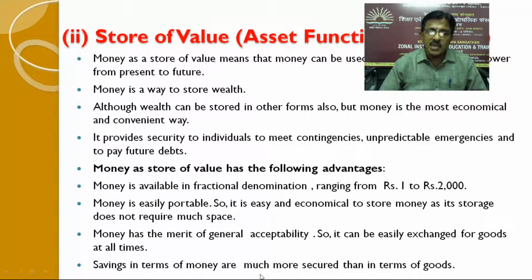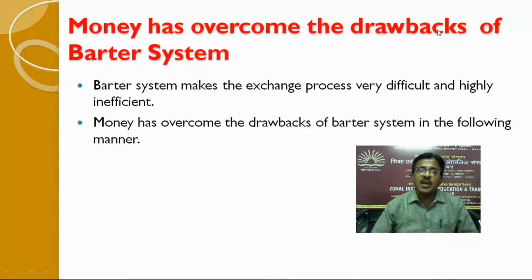Savings in terms of money are much more secured than in terms of goods. Money has overcome the drawbacks of barter system, as we have just now discussed the functions of money, that is, primary function and secondary function. So let us see how money has overcome the drawbacks or limitations of barter system. Barter system makes the exchange process very difficult and highly inefficient. Money has overcome the drawbacks of barter system in the following manner.